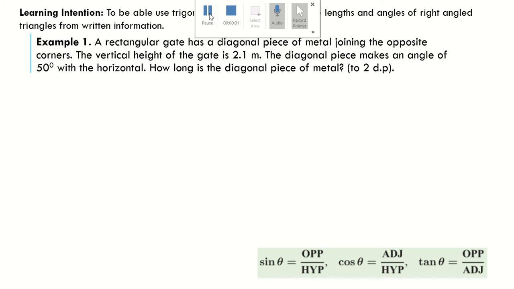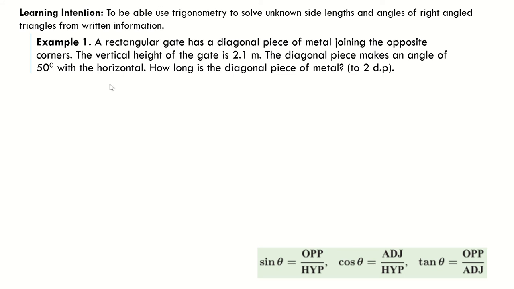So in this video we're going to be looking at using trigonometry to solve unknown side lengths and angles of right-angled triangles from written information. From written information you're going to need to be able to draw your own diagram. In this problem we're going to do 4 examples, just a heads up.